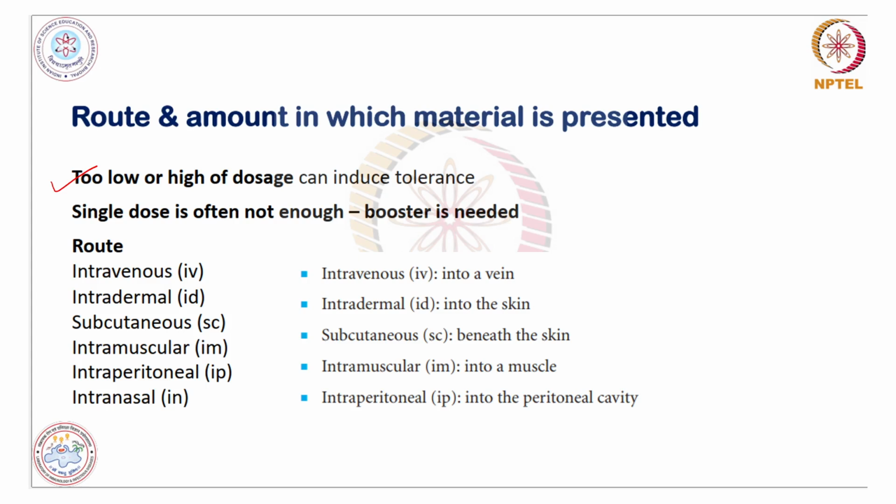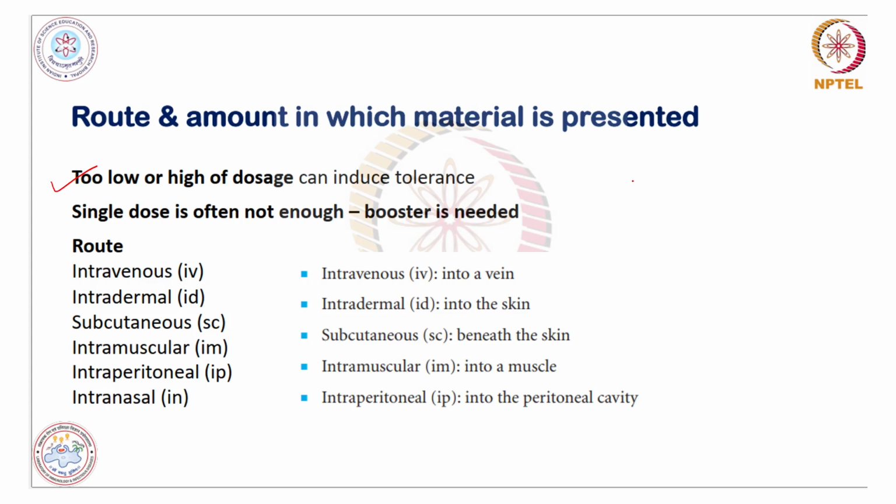If it is too low, then the immune system will ignore the antigen, which is called immune tolerance. If it is too high, then it can trigger tolerance or immune suppression instead of activation. A single dose is sometimes not enough, so a booster dose is needed. Usually, one exposure to the antigen does not generate strong memory, so we need booster doses to again induce memory so that there can be long-term immunity.